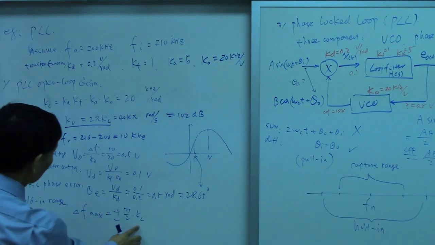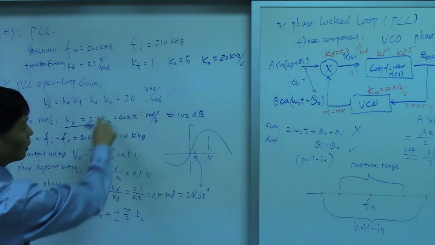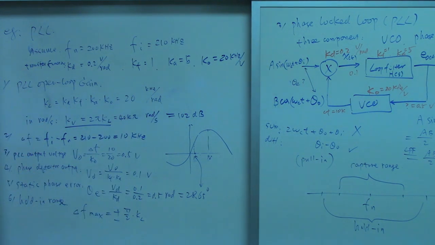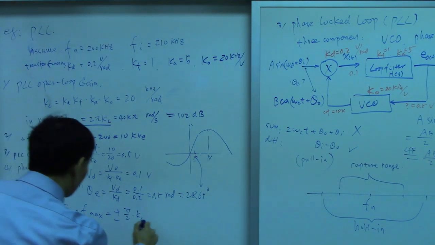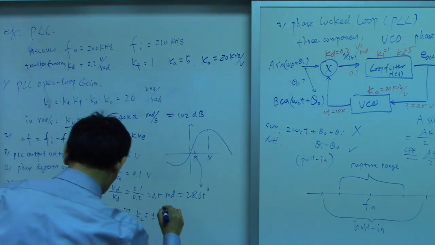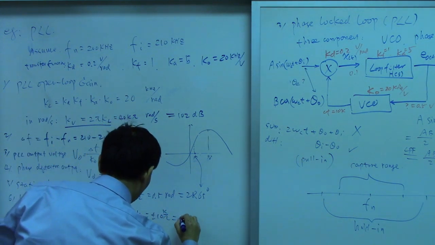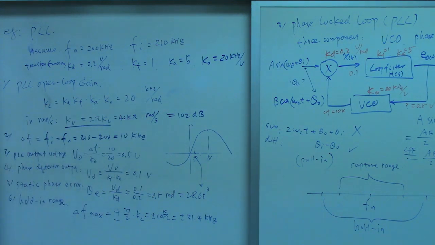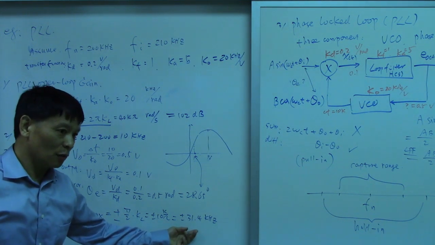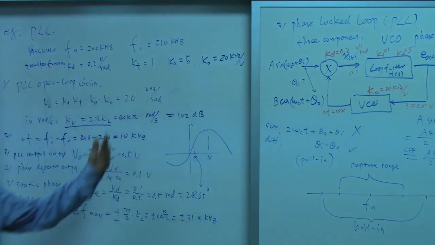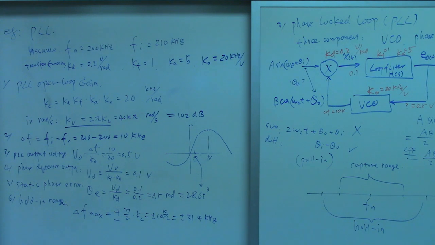So that is KL, we already calculated, equals 20K per radians, and this one times 2, right? So that's plus minus 10K pi, right? So that's plus minus 31.4 kHz. So once this loop is locked, the external frequency can deviate within this range. This one will still be locked.